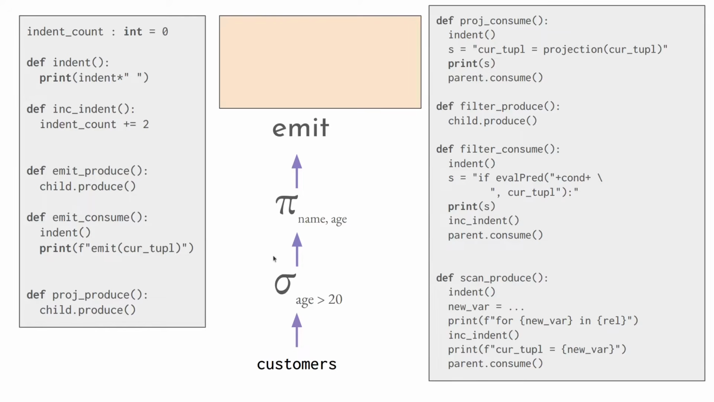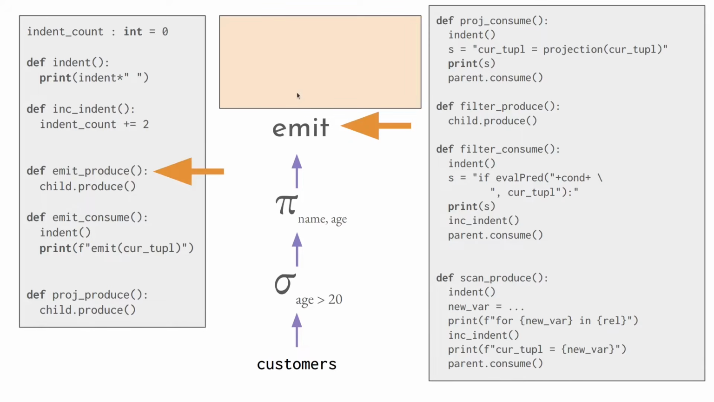On the left and the right, you have the code for the code generation scheme, basically. In the middle, we have the query plan that we're going to try to compile. And on the top, in this box, anyway, it's going to be the code that we output.